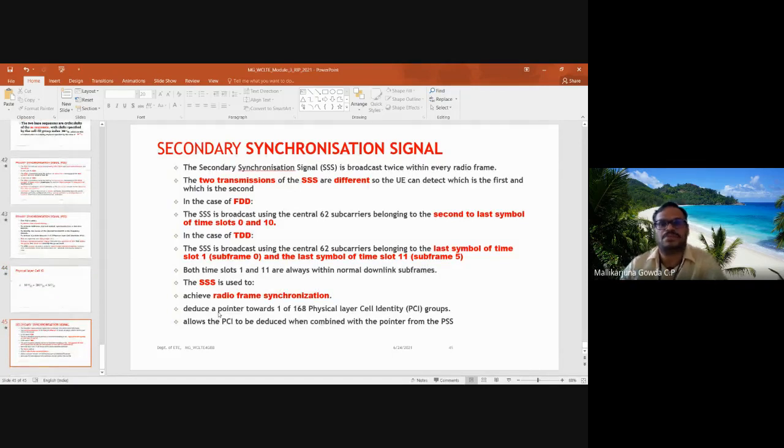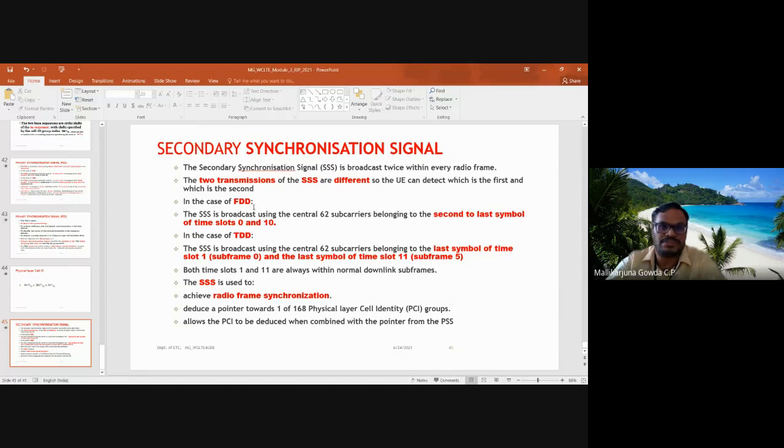So let me say what the secondary synchronization signal is. The secondary synchronization signal is also broadcast twice within every radio frame, similar to PSS. It will be there next to PSS only, SSS. The two transmissions of the SSS are different. In the case of PSS it is the same, but here it is different. So the user equipment can detect which is the first and which is the second one.